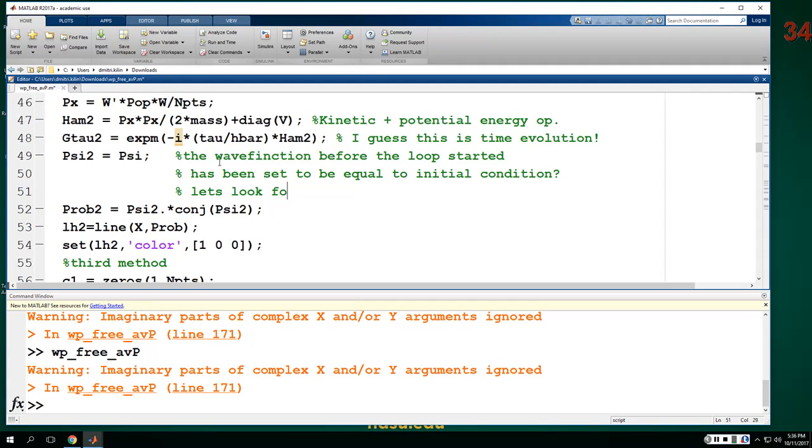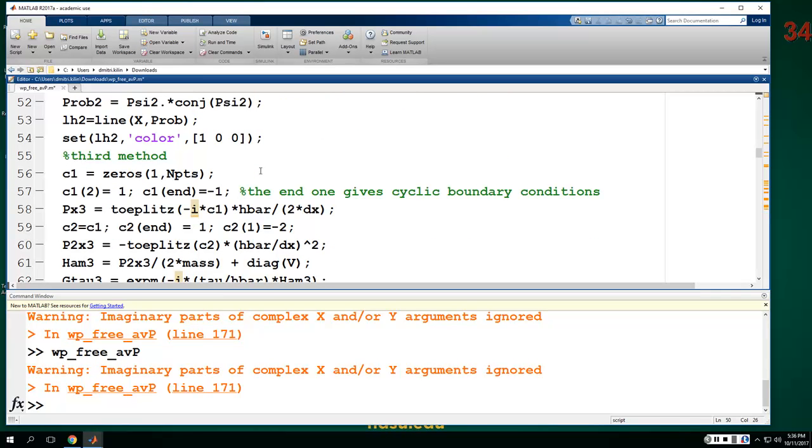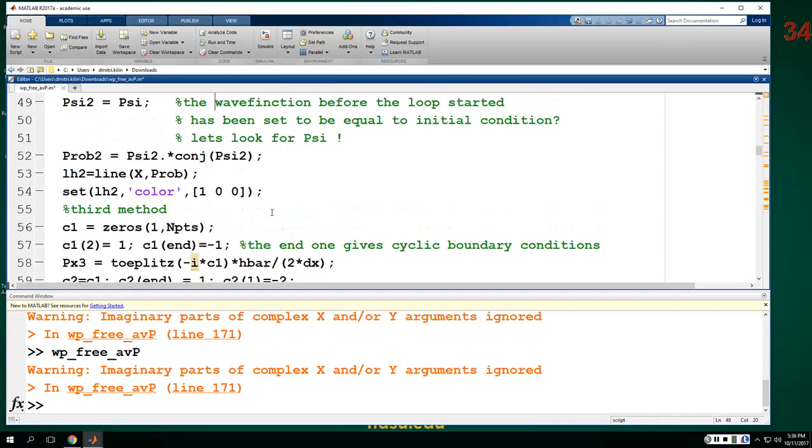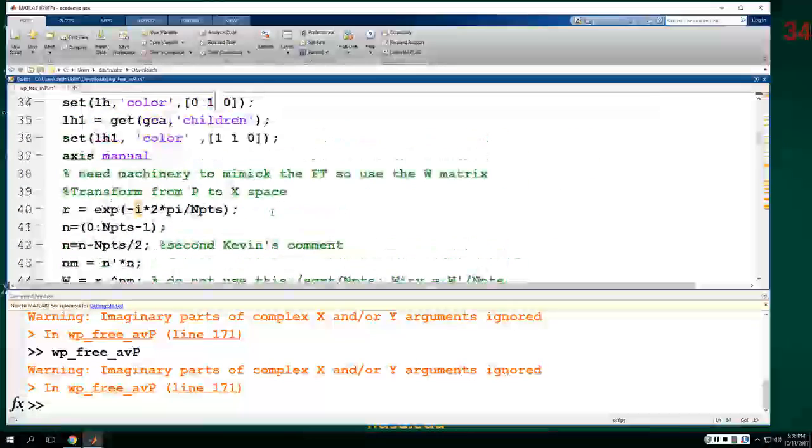Let's look for an object named psi. So if you scroll up, we should see something named psi. So I'm going to scroll up. Scroll up. Scroll up.